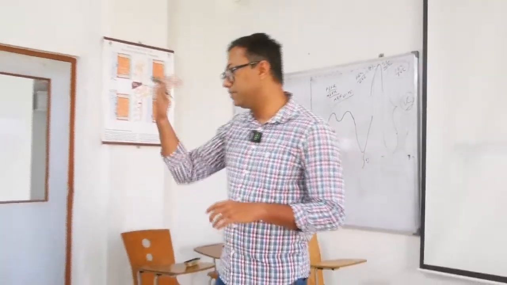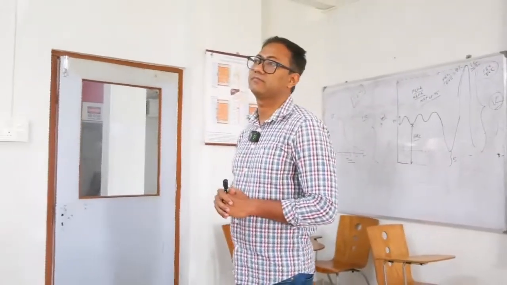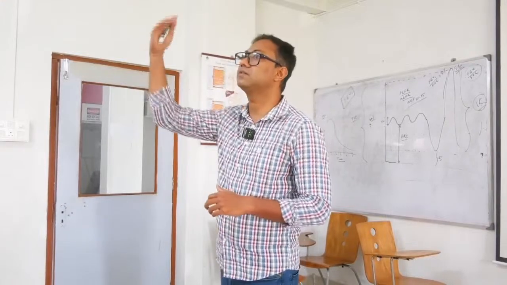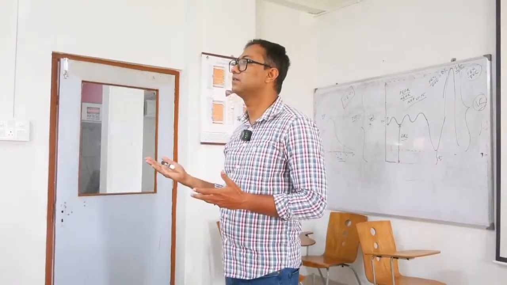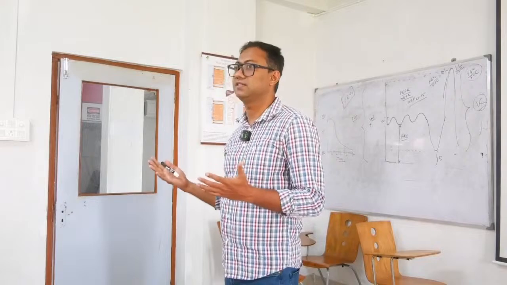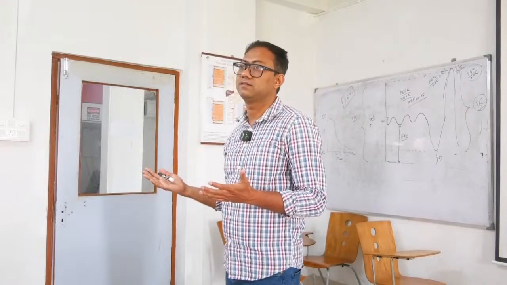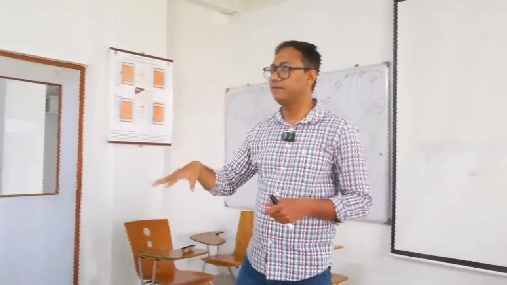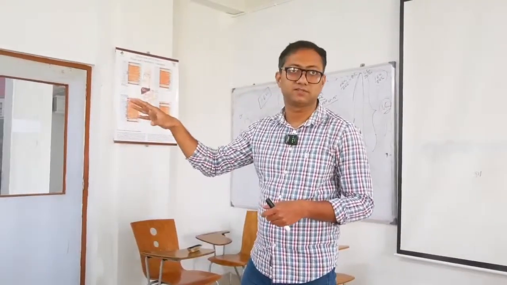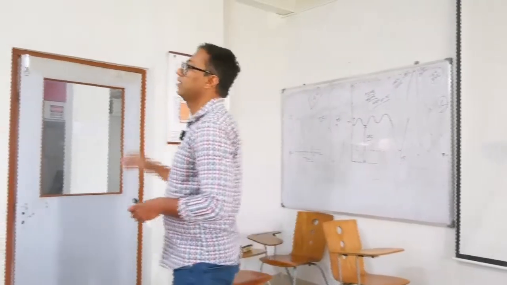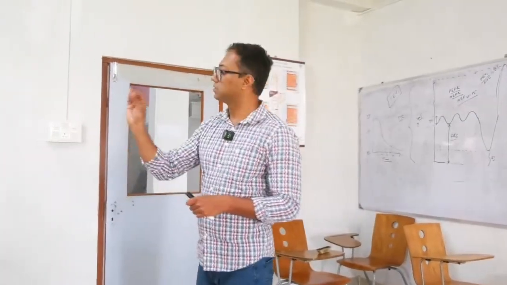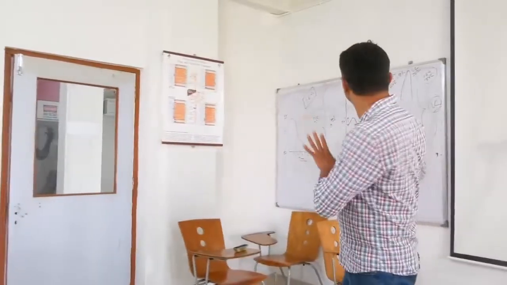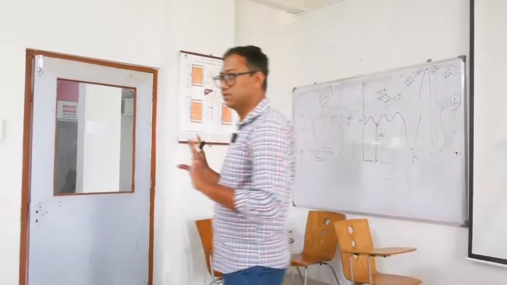Now what is FEV1 by FVC? FEV1 is 4 liters. FVC, the vital capacity, is 5 liters. So FEV1 by FVC is 4 by 5, that is 80%. This 80% FEV1 by FVC is normal. These are the static and dynamic parameters.